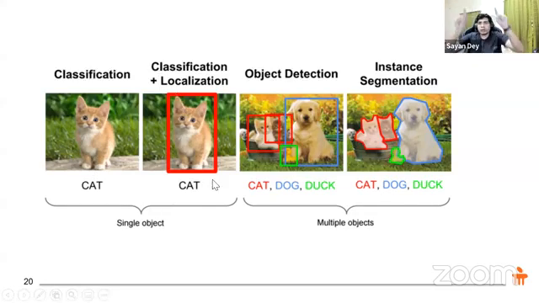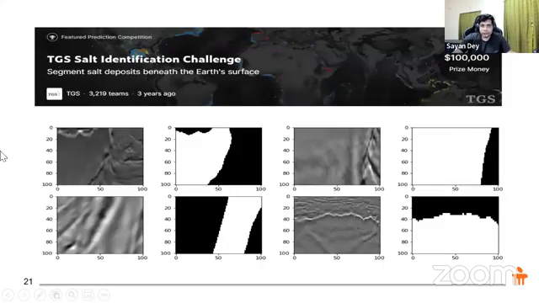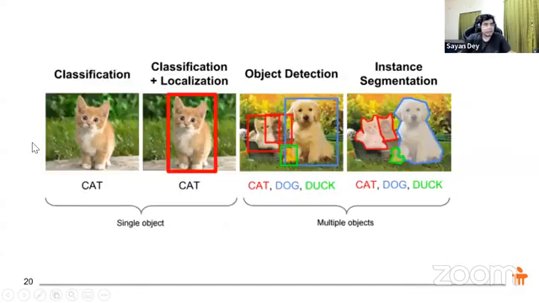Localization is where you try to put a bounding box around it. You're doing two things. A, you're trying to find out what the object is, and B, you're trying to find out where the object is. So two things you're trying to do in localization: A, what is the object, and B, where is the object in the picture.